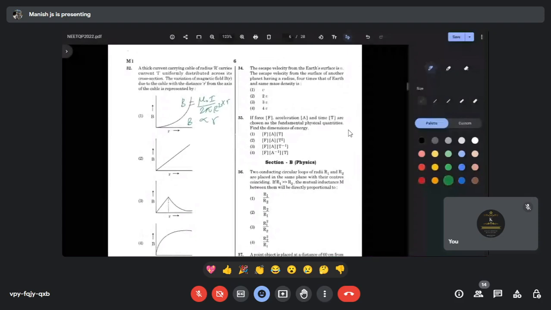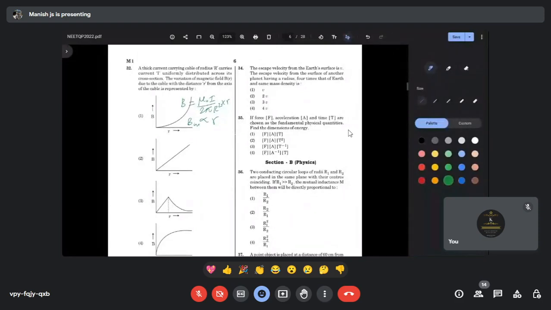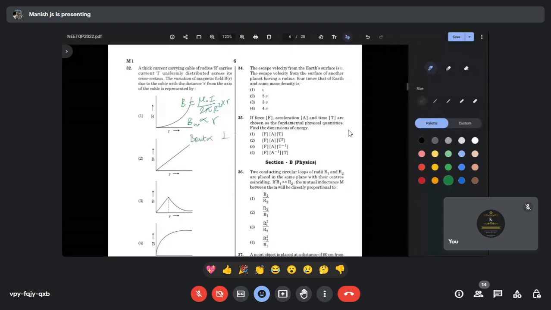Option one, not sure. Now நம்ம check பண்ணலாம். So whether it's one or two, well, let me explain. So B, magnetic field inside it is going to be directly proportional to the distance R. But if you go for finding out outside it, it is going to be greater than R. So outside would be inversely proportional.